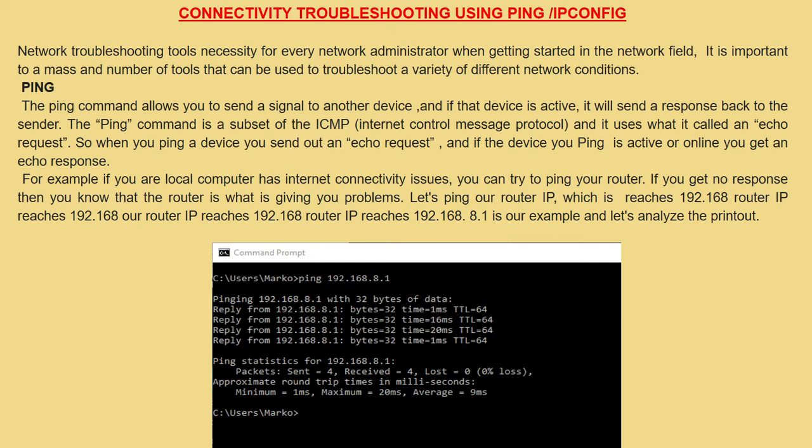So let's ping our router IP, which starts with 192.168. Then the router IP reaches that same 192.168. Again your router IP also starts with 192.168. After that you will reach the single IP, that is 192.168.8.1. Okay, so here the series is assigned as 8. You may start from 0 also. Okay, and it is our example.